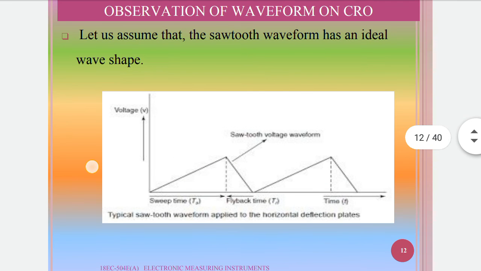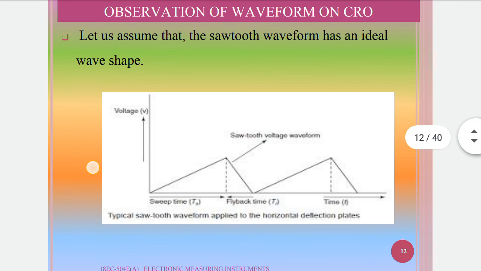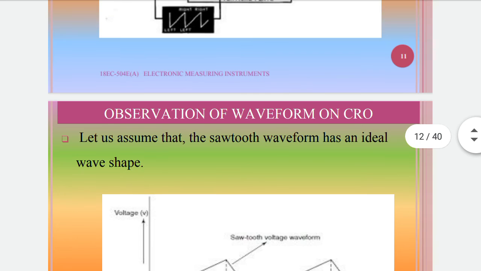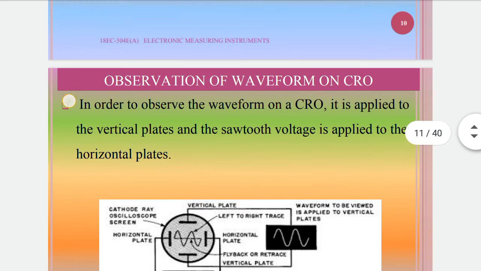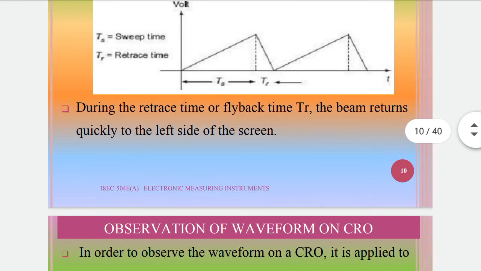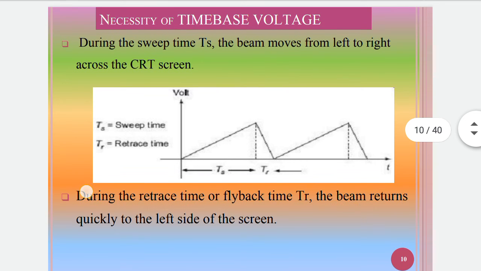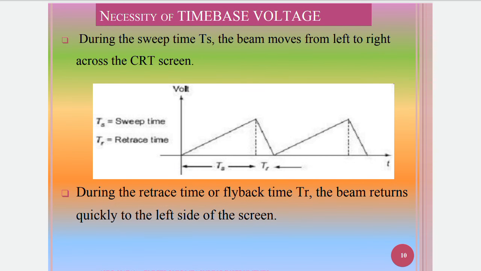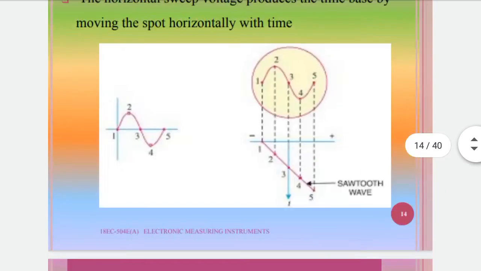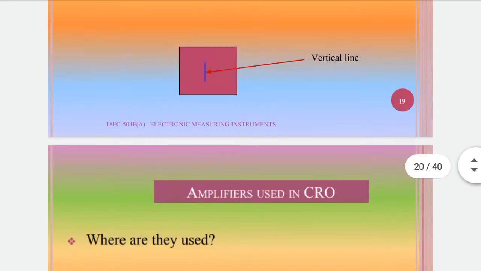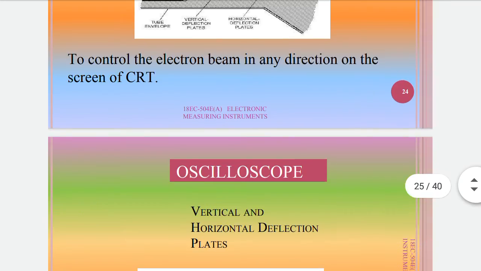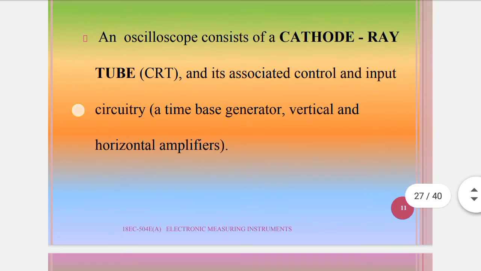Here you can see the electron beam in retrace time, which is also known as flyback time. During the retrace time, the beam returns quickly to the left side of the screen. That means during the sweep time it moves from left to right, and during the retrace time it returns from right to left of the screen. So the correct option is B.